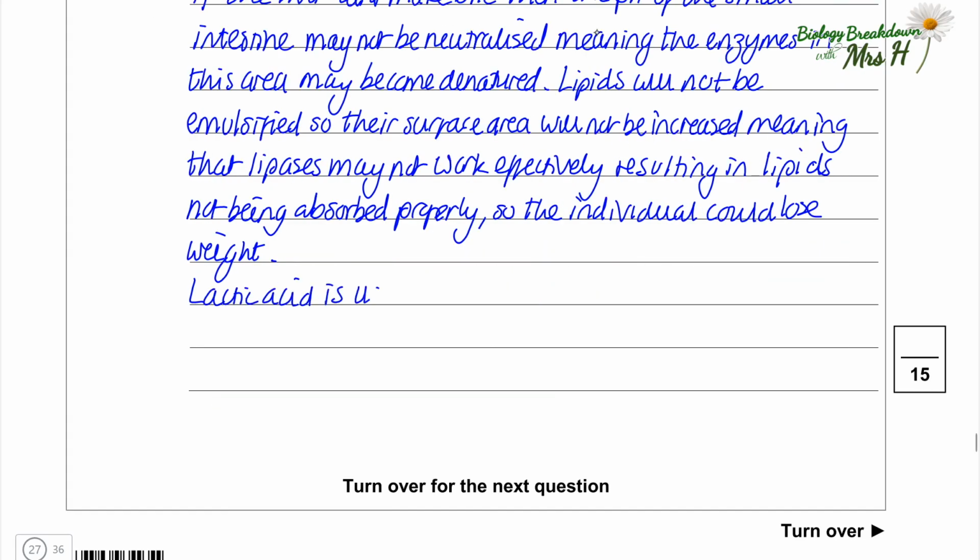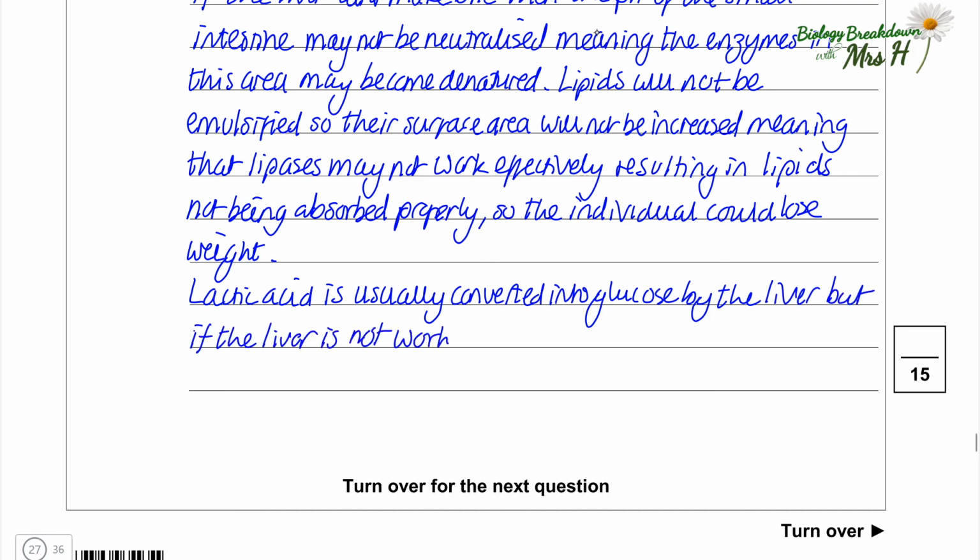Lactic acid is usually converted into glucose by the liver, but if the liver is not working, then the lactic acid will build up and it's toxic.